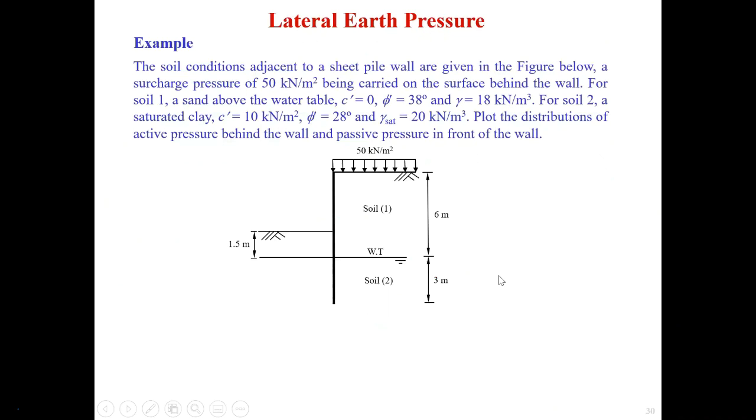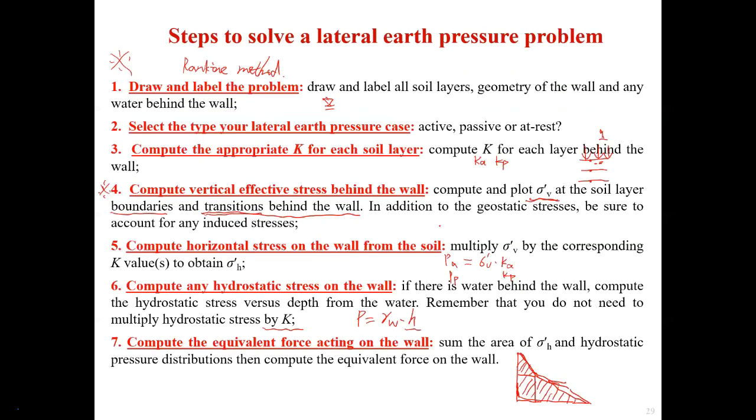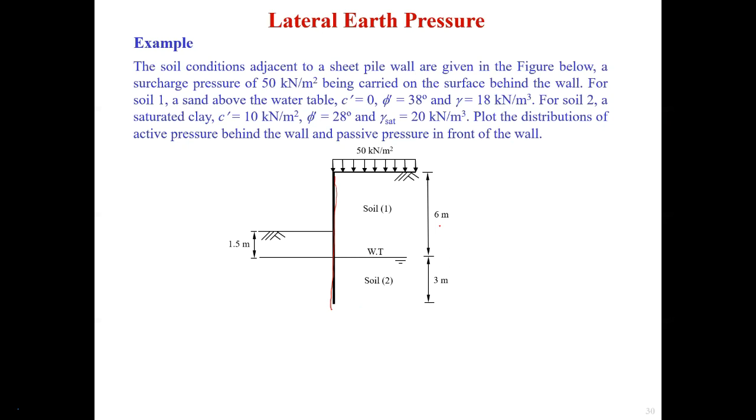Now, I just want to go through one typical example to help you better understand the theory and how we apply the Rankine theory to do the calculation. So here we have a sheet pile wall, the wall given in the figure below. This is good because when we do the calculation, we just remember those seven steps. By good, I mean the dimensions and drawings are already provided and labeled correctly. So roughly, the first step has already been provided.